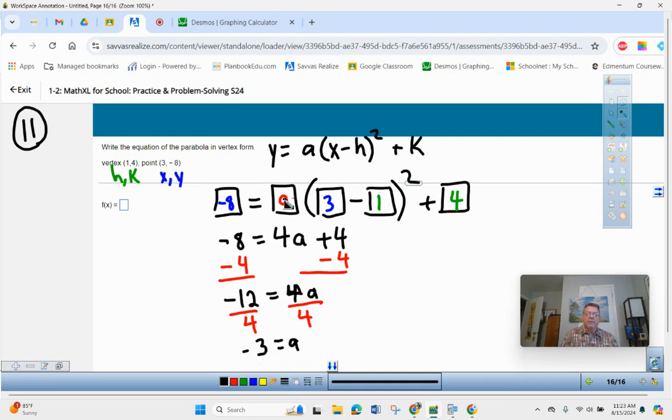So we're going to plug the negative 3 here for the a. Leave the 1 and 4 in for h and k. Okay, so this time I'm going to streamline it a little bit more. So we're going to say f of x equals negative 3, open x minus 1 squared, and then plus 4. All right.